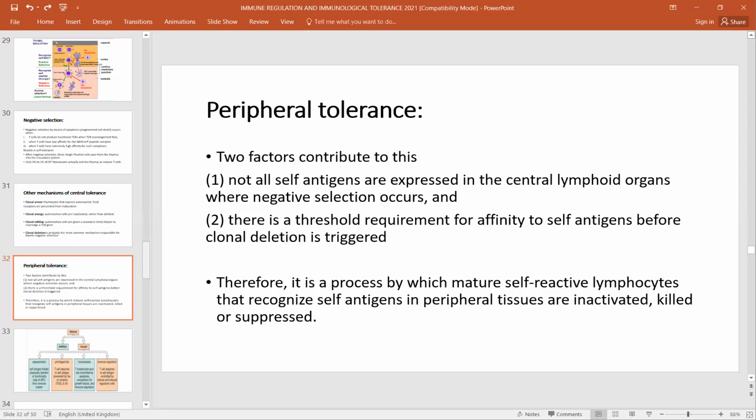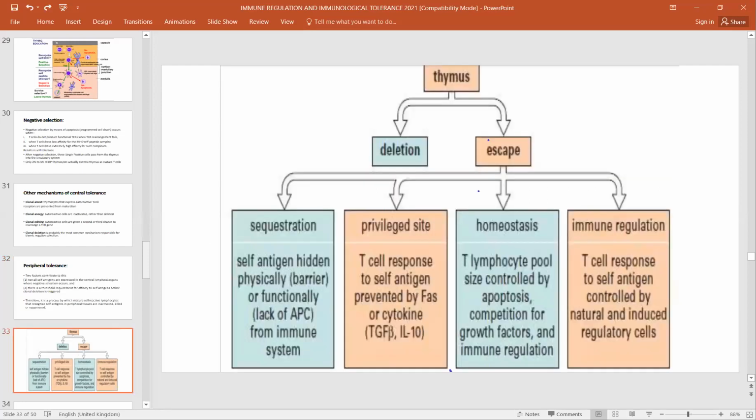Therefore, it is a process by which mature self-reactive lymphocytes that recognize self-antigens in peripheral tissues are inactivated, killed, or suppressed. And it is very crucial to understand they can be inactivated, rendered useless, killed, deleted completely, or have their functions suppressed. Those are the three key issues that are going to be expressed in our teaching now, because it's going to explain the mechanism of peripheral tolerance. Okay, let's look at this basically.